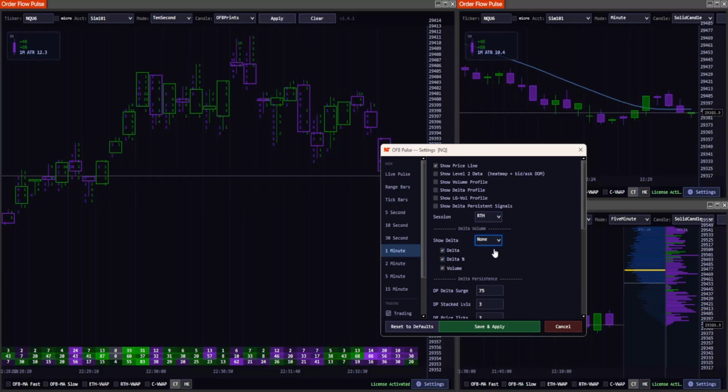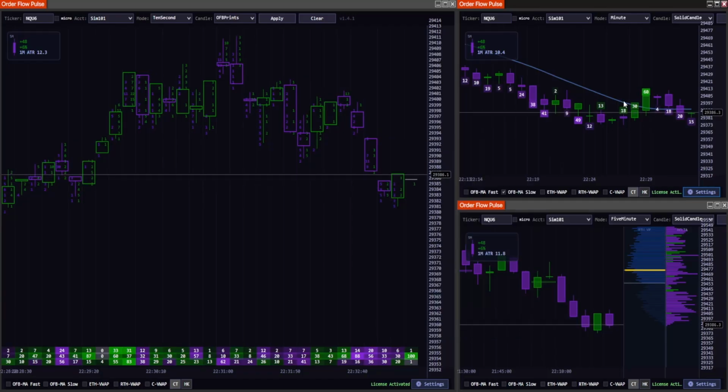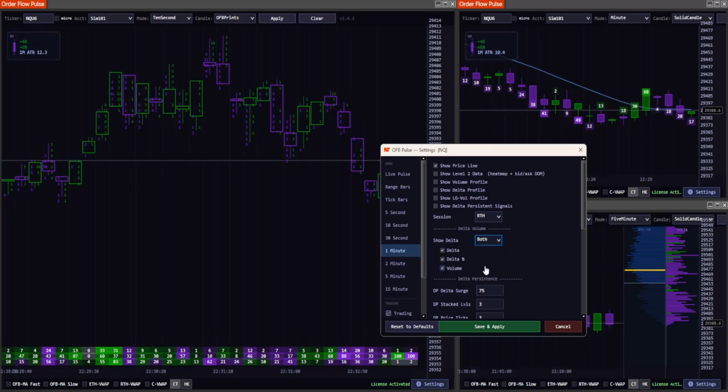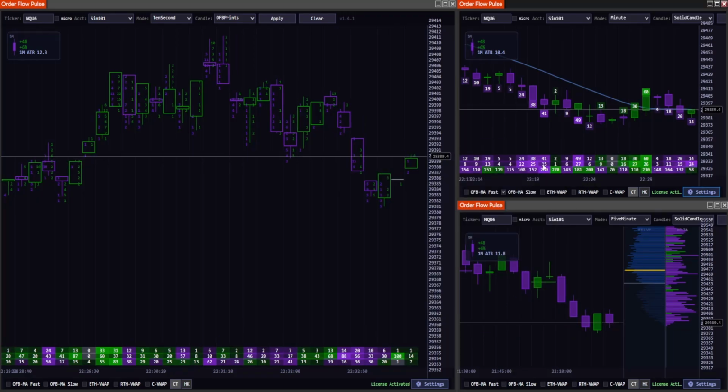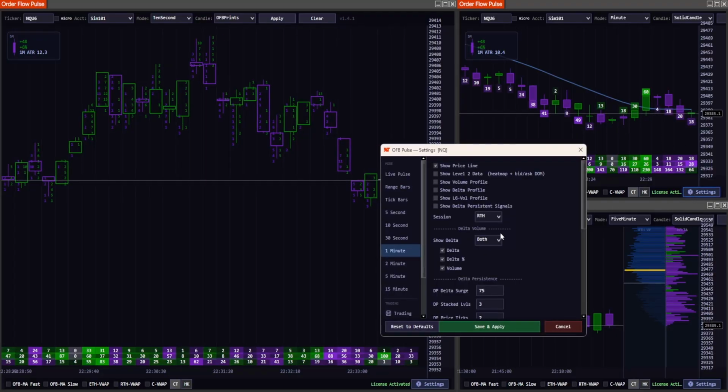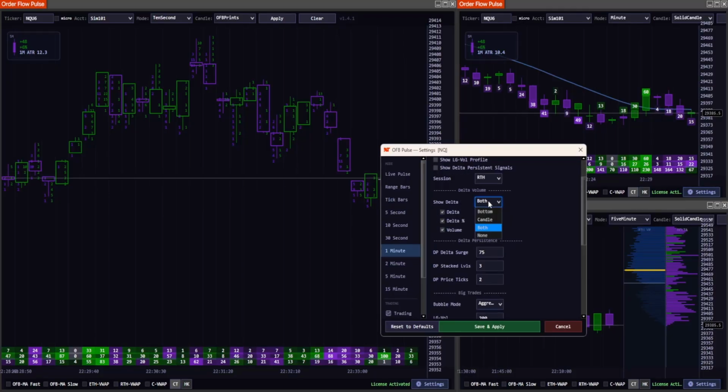Now, if you set just the candle and click apply, then only the delta is going to show. That's just the delta for the candle. And if you choose both, that's going to show you the delta, the percent, and the volume. So it goes delta, percent, volume. Okay, I really don't need that, so I just set it to none.